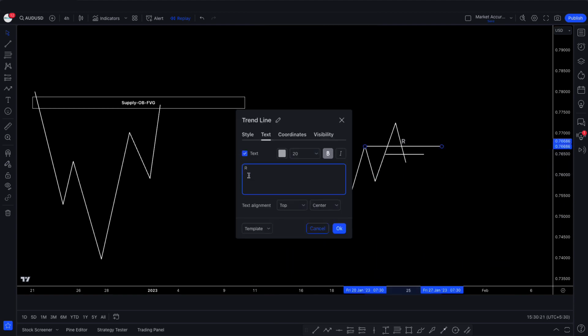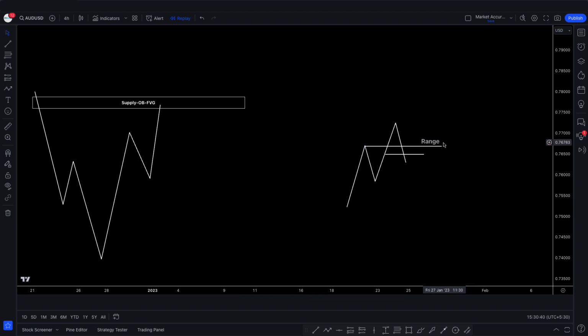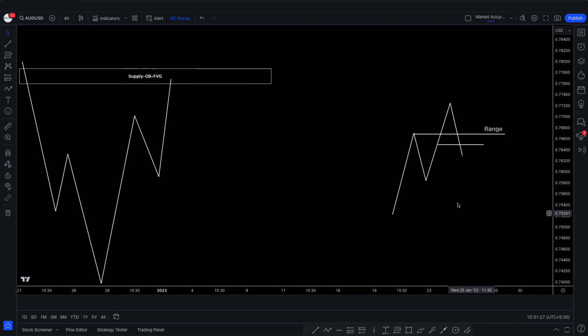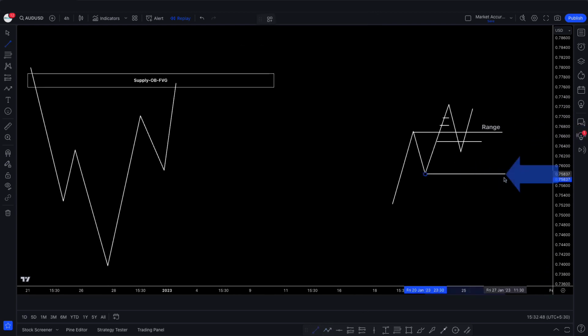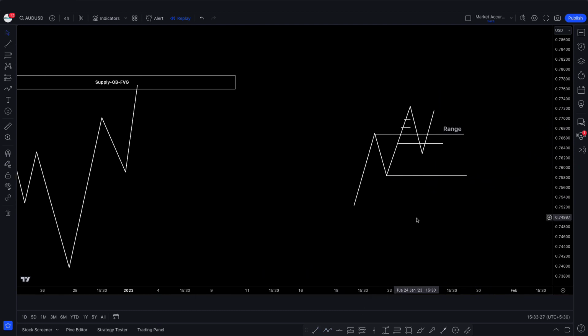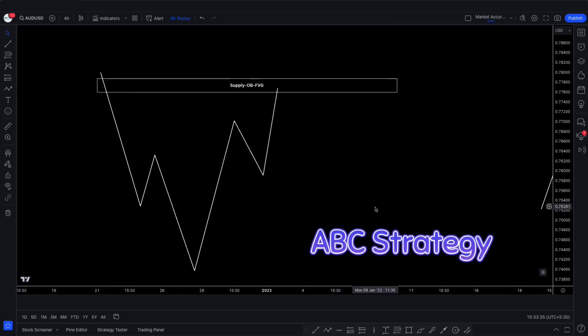Let me type here: range. Price comes back into this range and breaks some structure within this range. There could be a structure here, could be a structure here as well, but what really matters is the structure which is below this range. When the structure breaks, you take your entry from the extreme fair value gap and you take your profit at around this level. It's going to increase your win rate with the ABC strategy.